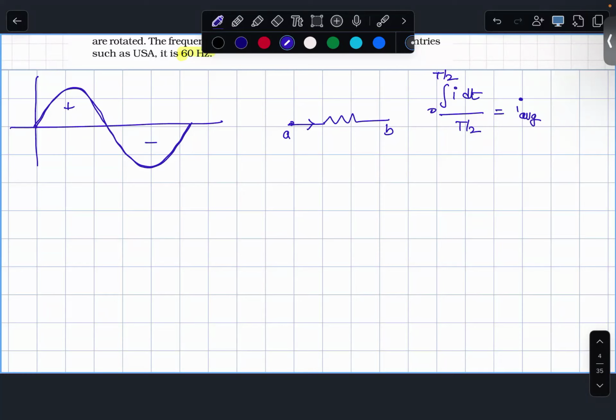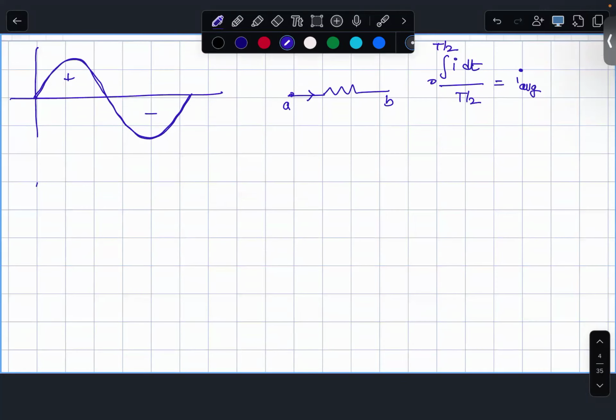No, this is only the positive side. Means current strictly flows from A to B direction only during that time. Or B to A only. Right. So it is not applicable for a full cycle.